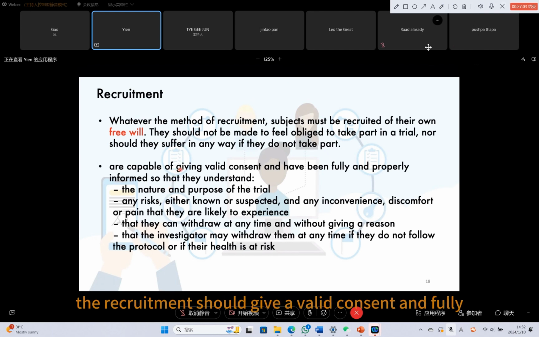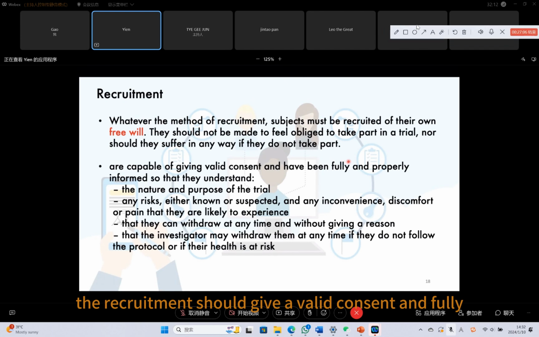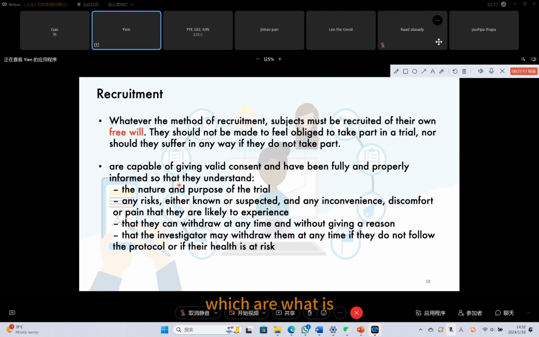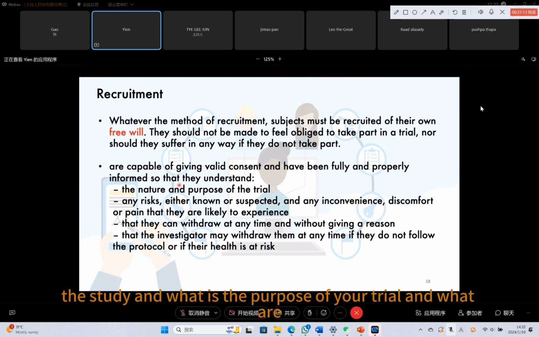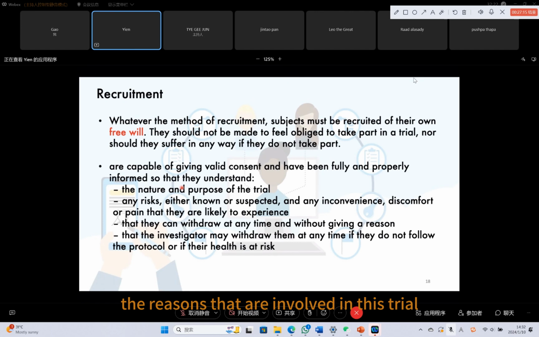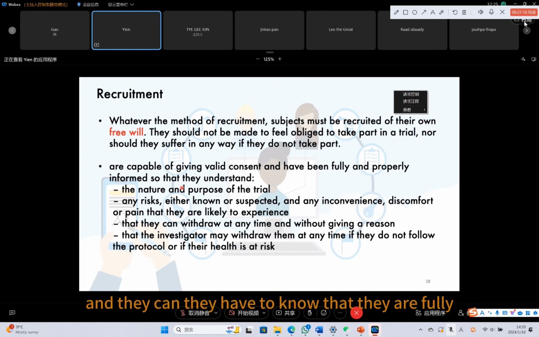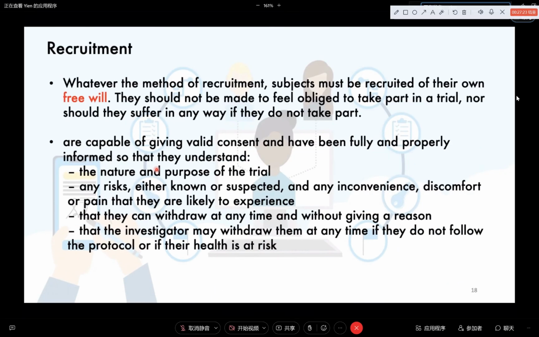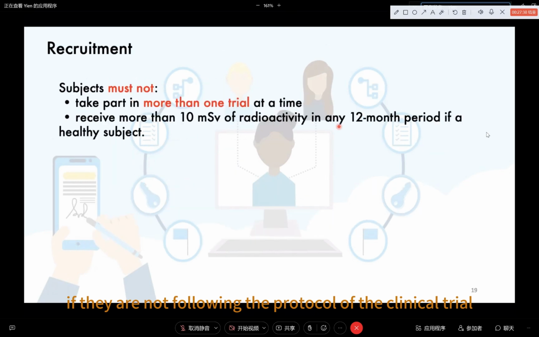The recruitment should give a valid consent and fully and properly inform the subjects on the following things: what is the study and what is the purpose of the trial, and what are the risks involved in this trial. They have to know that they are participating fully of their own free will, which means that they can withdraw at any time without giving any reasons, and the principal investigator can terminate them if they are not following the protocol of the clinical trial.